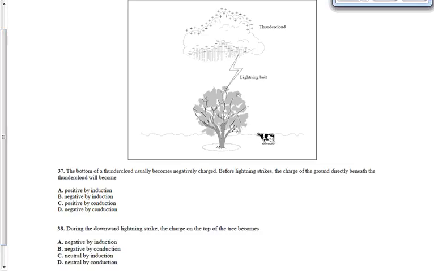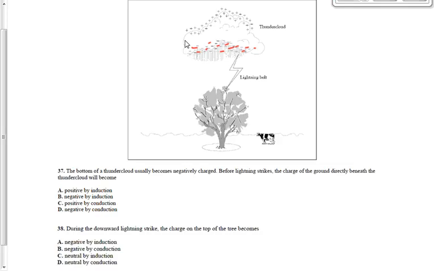All right, what do you get for question number 37? It says, the bottom of a thundercloud usually becomes negatively charged. I don't know how well you can see that up on the board here, but on the paper in front of you, you can see that the bottom of this cloud is negative. Doesn't matter how it gets that way. Before lightning strikes, the charge on the ground directly beneath the thundercloud will become what?